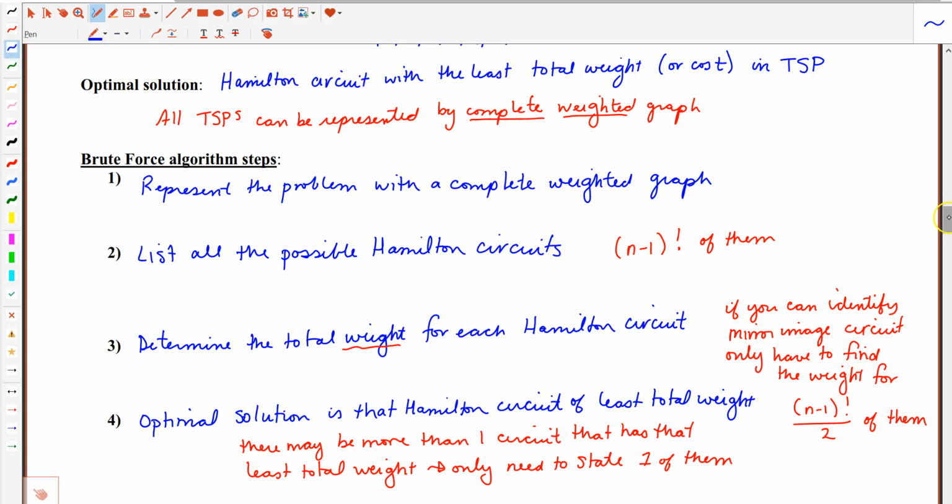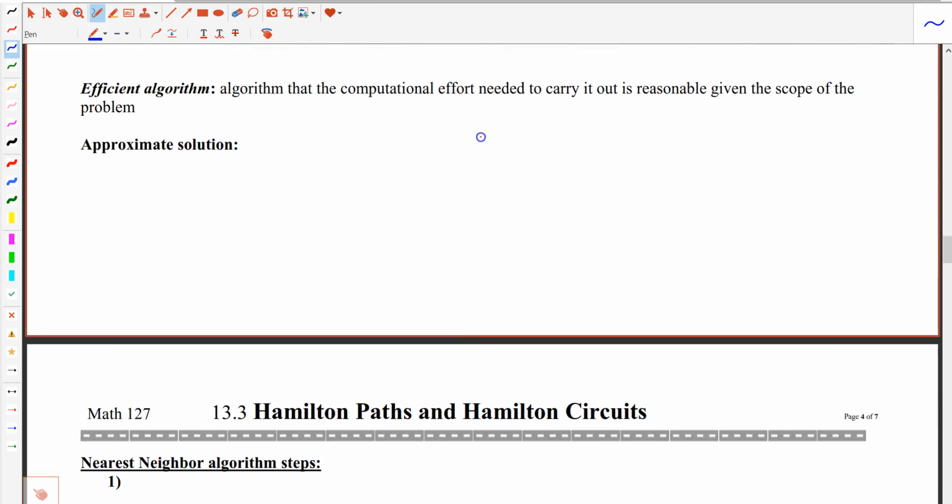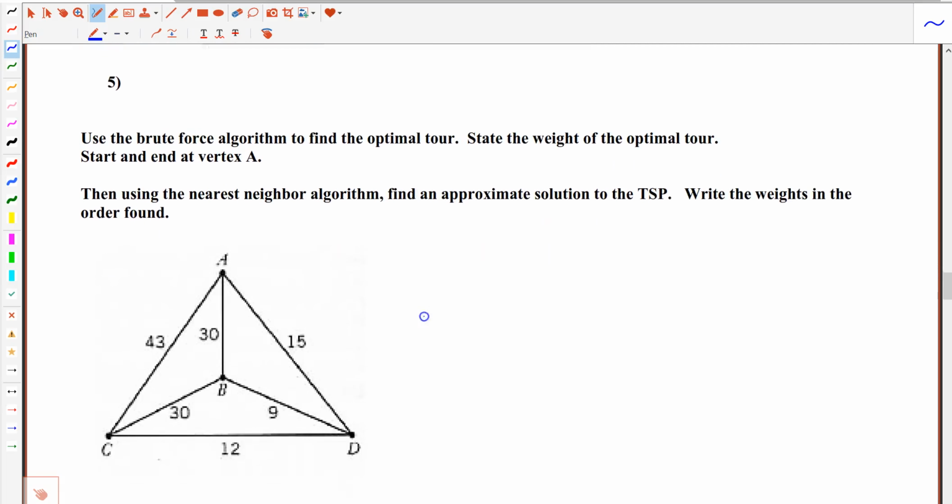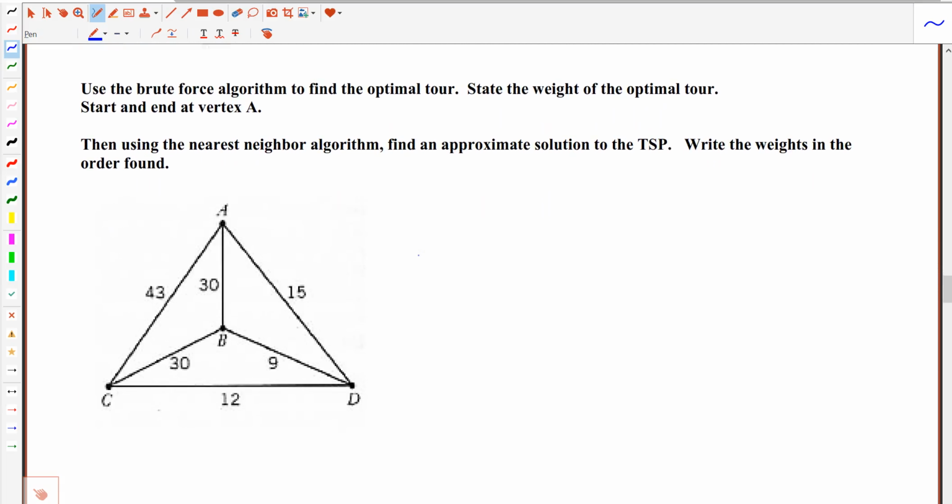let's go ahead and see all of this in action. Okay, so I'm going to scroll down here to this example. It says use the brute force algorithm to find the optimal tour, state the weight of the optimal tour, start and end at vertex A.